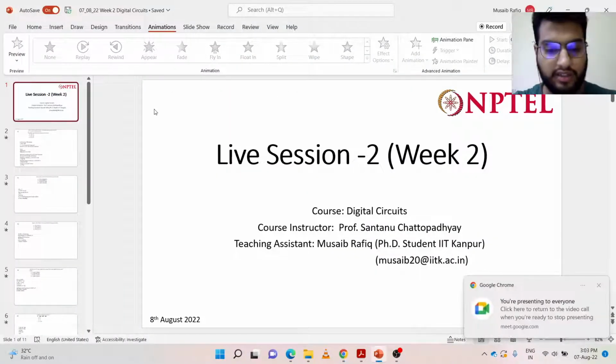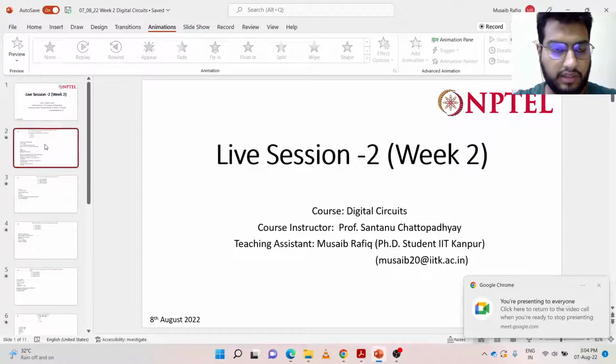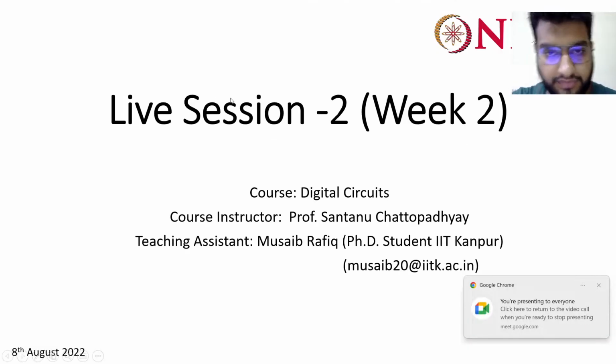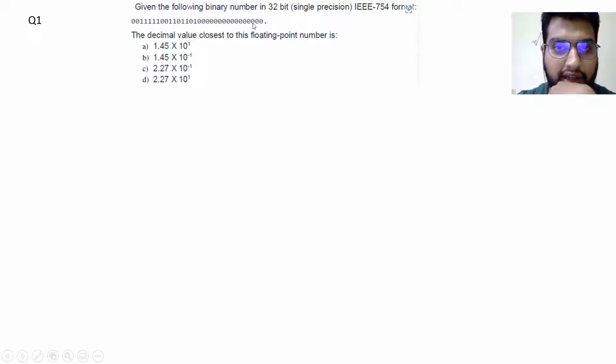So let's just take a look at the first problem. So the first problem says, given the following binary number, give the following binary in 32-bit single precision IEEE 754 format. The decimal value closest to this floating point number is. So we are given this 32-bit floating point number in IEEE 754 format. We have to convert this number into the closest possible value in decimal.